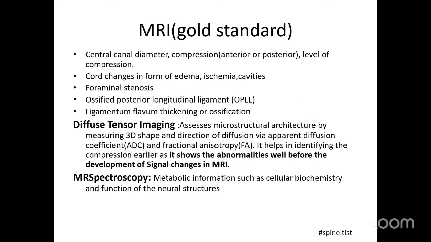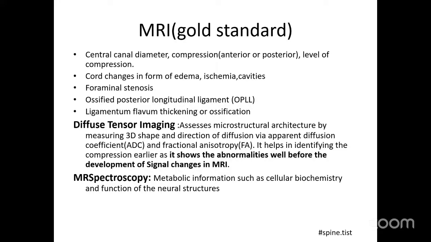MRI is the gold standard, always recommended. Treatment cannot start without MRI. MRI will show the diameter, compression, whether it is anterior or posterior, very important, signal changes in the cord in the form of edema, ischemia, myelomalacia, or the ossification of the ligaments, ligamentum flavum thickening. All this will be seen in MRI.